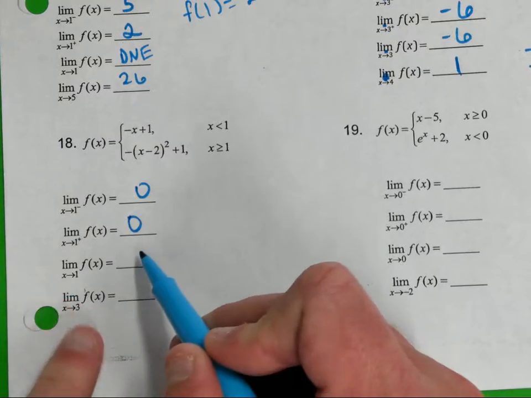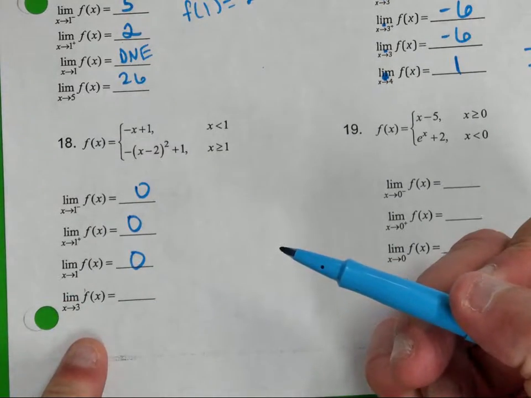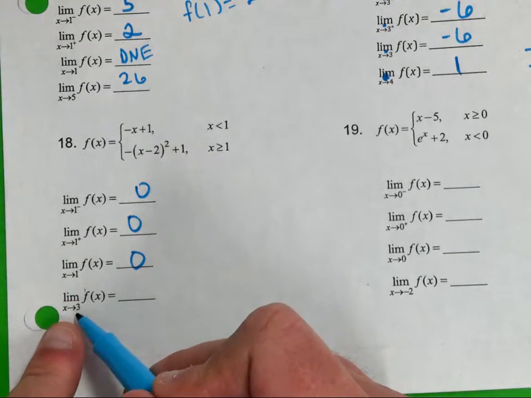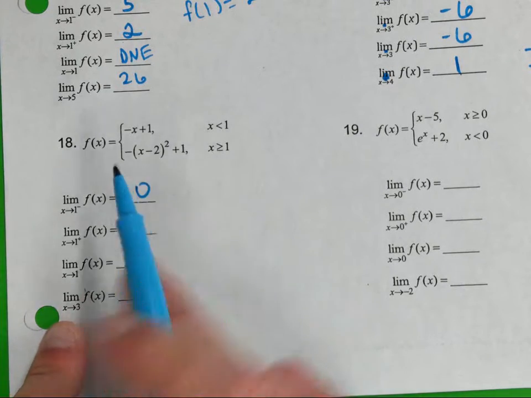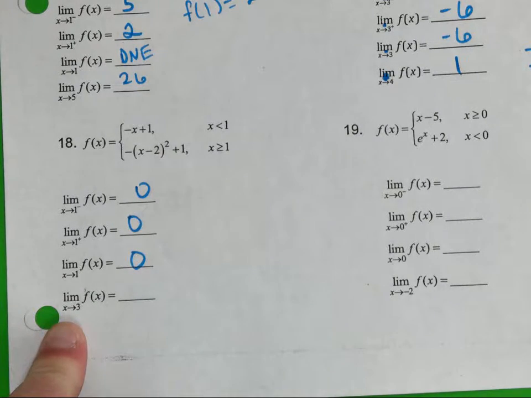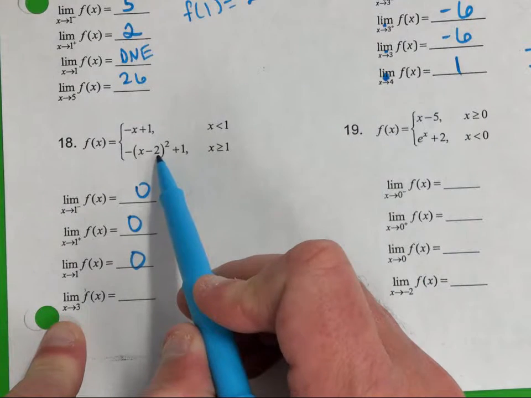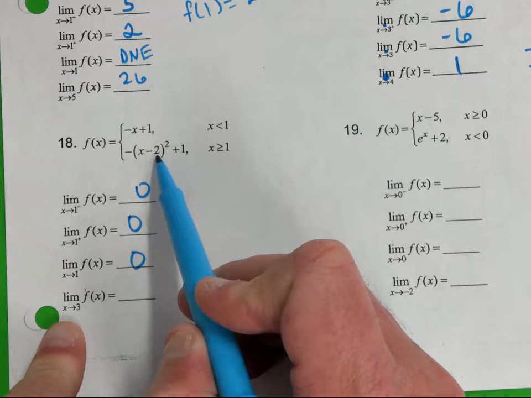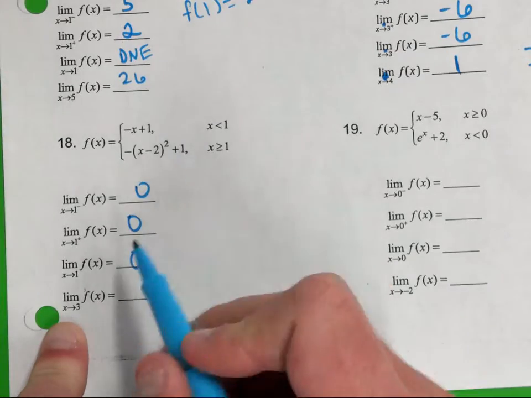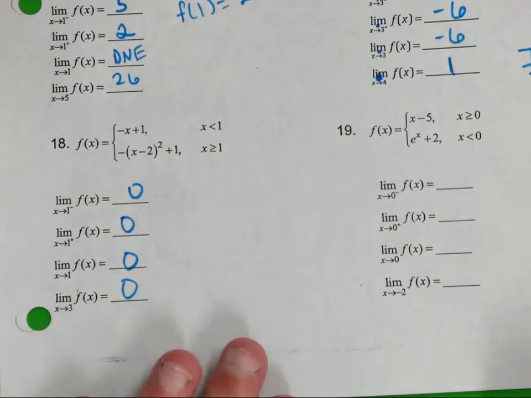What's my overall limit? Because these are the same. Very good. Now, I'm going to do 3. I'm going to directly substitute in. Which one will I put it in, the first or the second one? Because it's greater than 1. 3 minus 2 is? 1 squared is? Negative 1 plus 1 is? Very good.